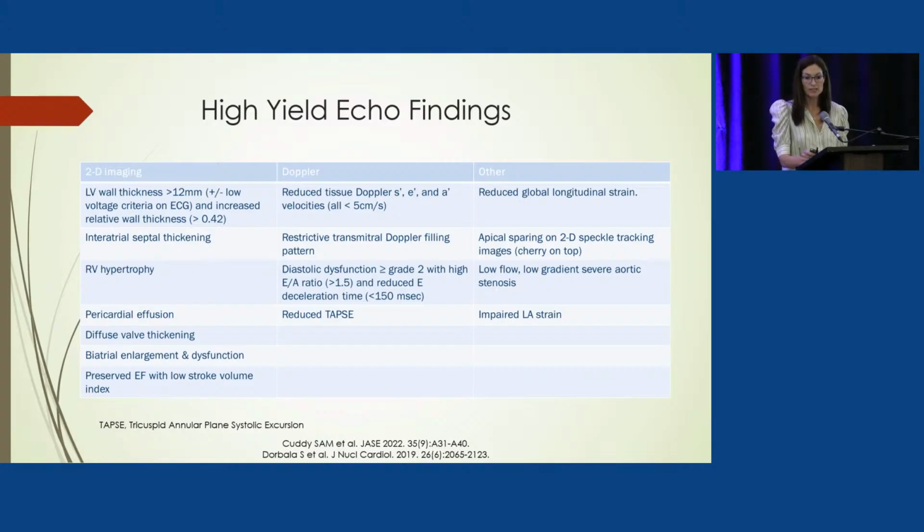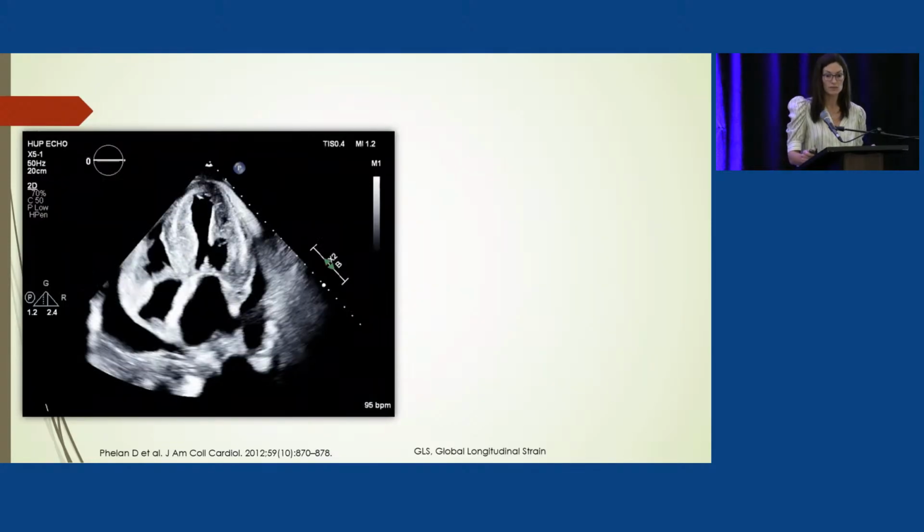On Doppler imaging, you may see the 555 sign, which is reduced tissue Doppler S', E', and A' velocities. You're looking for restrictive transmitral Doppler filling and elevated filling pressures in these patients. And other imaging factors to look for, you may want to do longitudinal strain imaging, so speckle tracking imaging. You may find the apical sparing pattern on 2D speckle tracking imaging, and this is the cherry on top appearance. And if you're looking for aortic stenosis, these patients often have a low flow, low gradient, severe aortic stenosis.